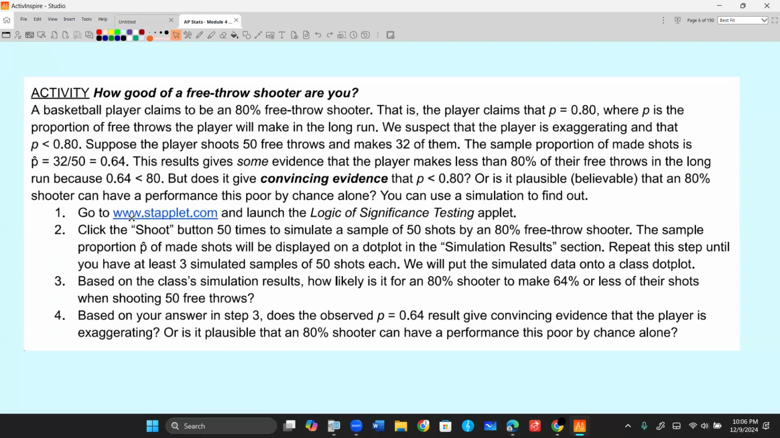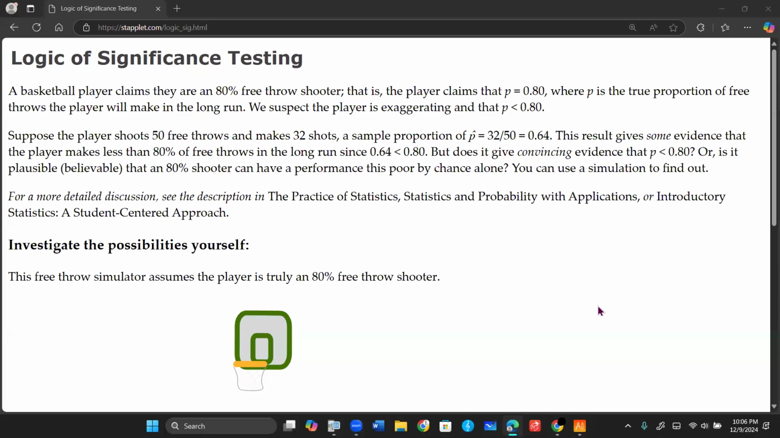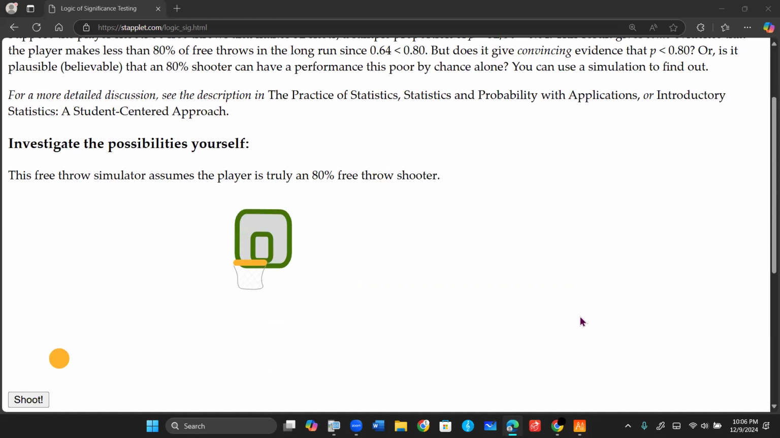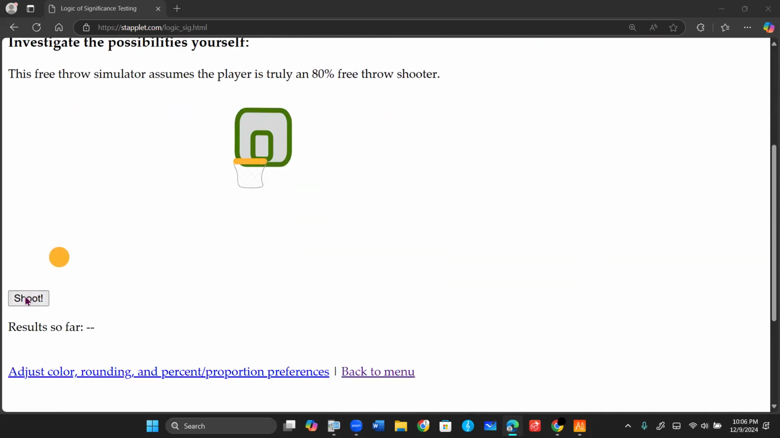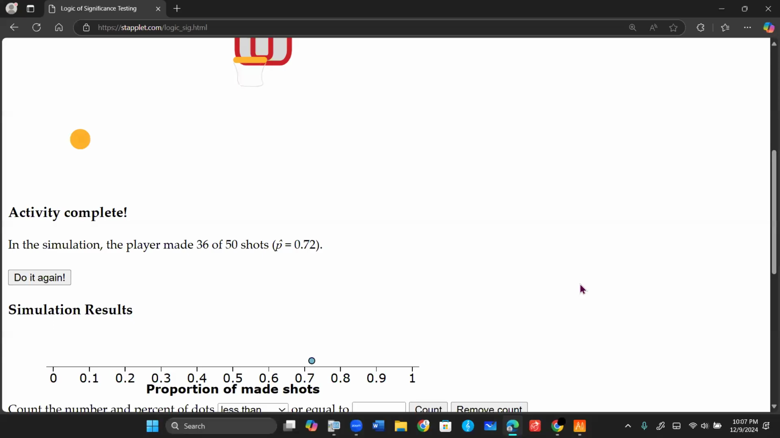You can follow this along on Stapplet.com and launch the Logic of Significance Testing applet. So we suspect that 64% is a little bit low, seeing that they're claiming that they're 80%. So we're going to investigate this by doing some shots. So we're going to take 50 shots. And I've done my 50 shots. And turns out 36 of those 50 went in, and that was about 72%.